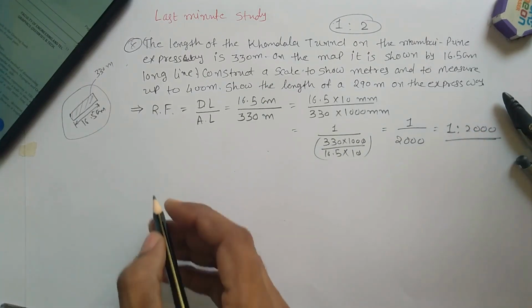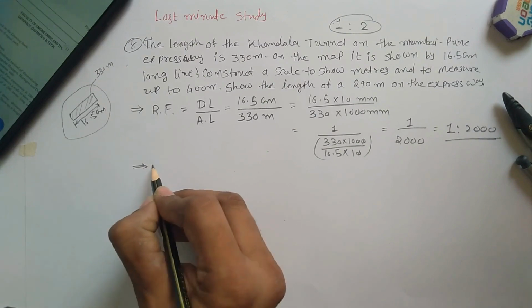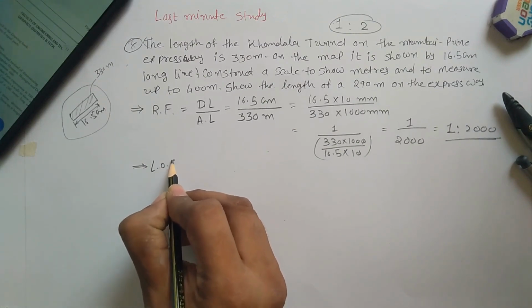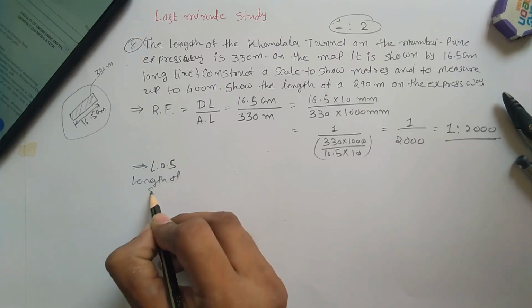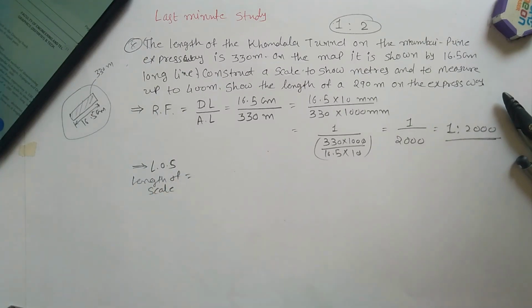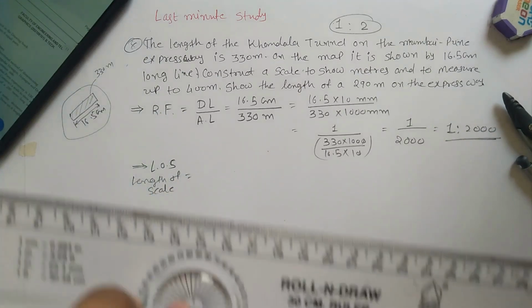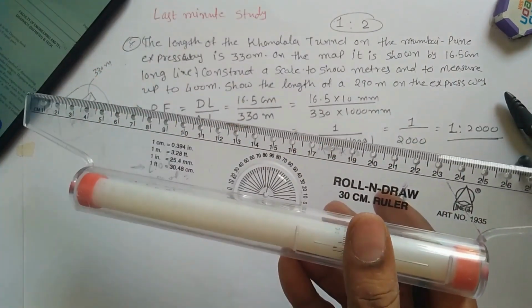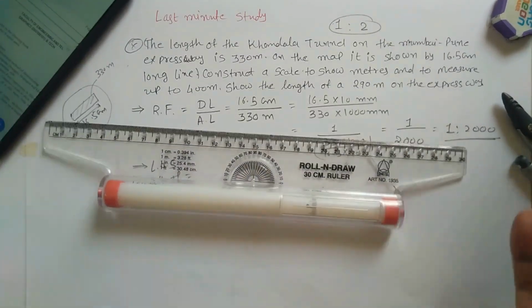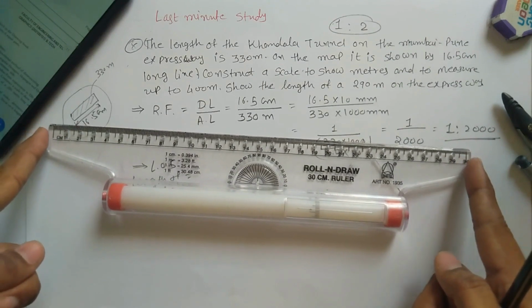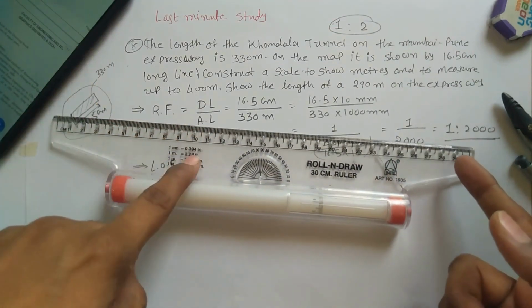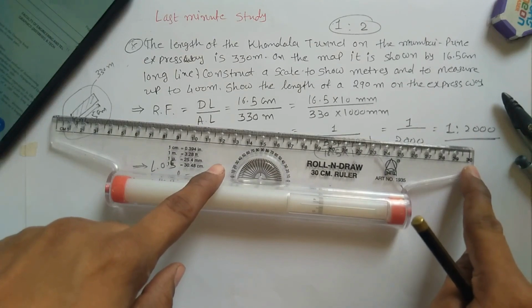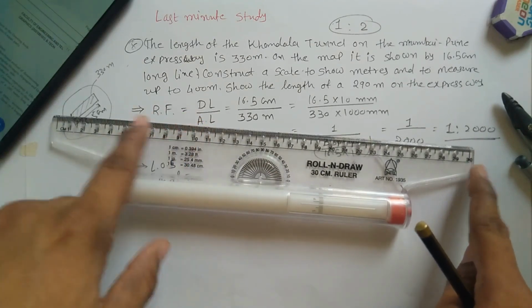Next one is you have to calculate LOS. LOS means length of scale. Now what is length of scale? You can see this is a scale, this is one type of scale. The length of this scale is what they are talking about. This scale is used to measure centimeter and millimeter up to 30 centimeter. You can measure these 2 units by using this scale.